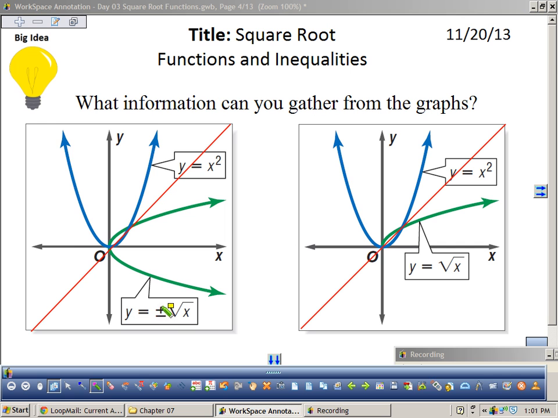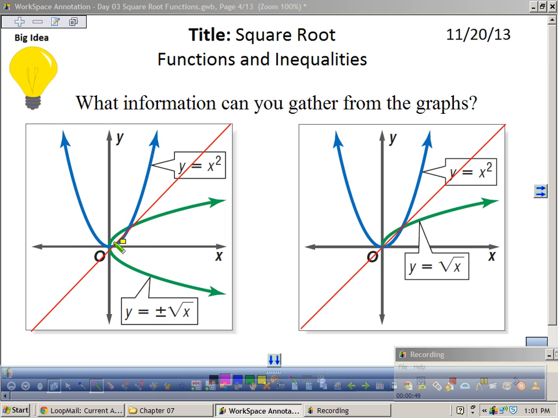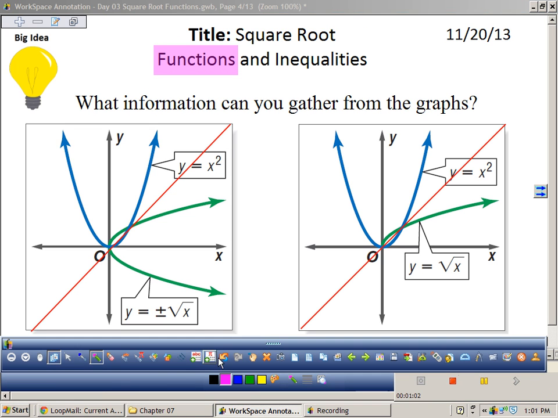Okay, part. So you guys say that that's positive and negative, so that's including both of them. Good, I'm glad you noticed that. But isn't there always a positive or negative in front of the square root sign? I'll give you a clue. Why?